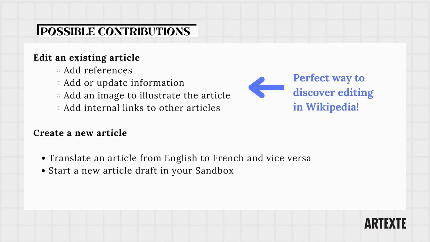And this is the perfect way to discover editing in Wikipedia. We really encourage you to get started and become familiar with Wikipedia by editing existing articles. But if you want to, and you're feeling ambitious, you can also create a new article. So as we mentioned earlier, you can translate an article from French to English and vice versa, or another language. And you can also create an entirely new article. And to do this, you'll start with an article draft in your sandbox, which we'll look at a little bit later.